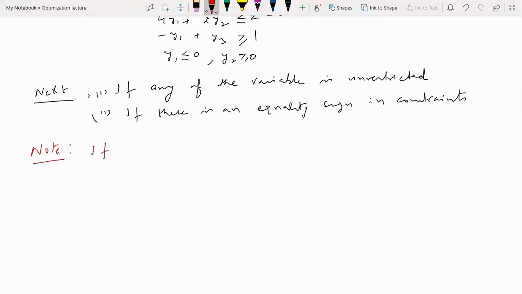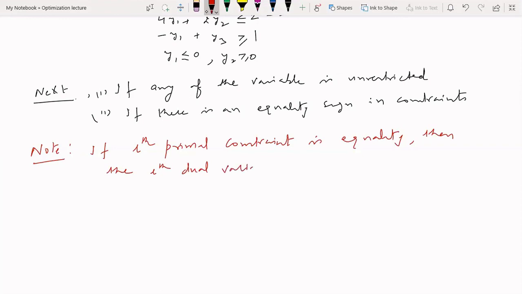So if the ith primal constraint is an equality, that means an equal to sign, which we have not studied above, then this will have an effect on the ith dual variable. The ith dual variable will be unrestricted in sign.